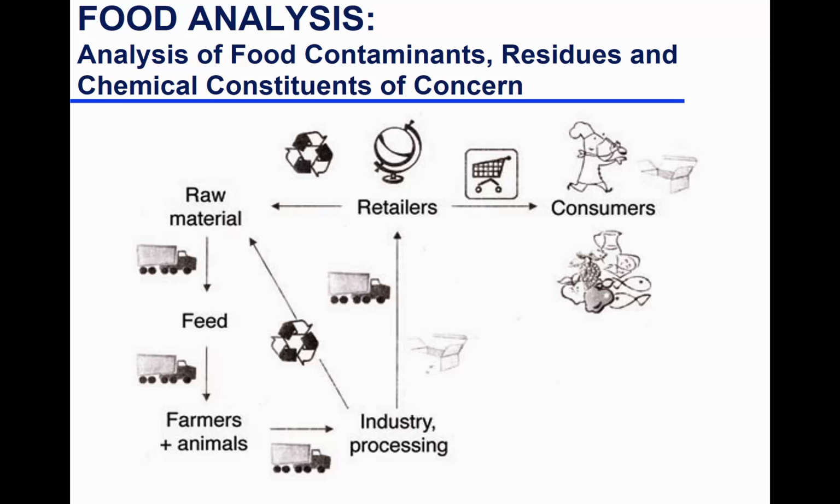During processing, contamination, either for adulteration purposes or during frying of food, you can generate acrylamide, or introduction of allergens. So at basically any step of the food chain, contamination can occur.